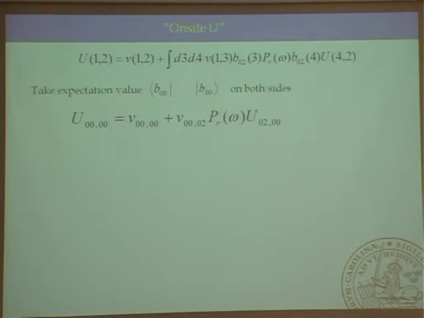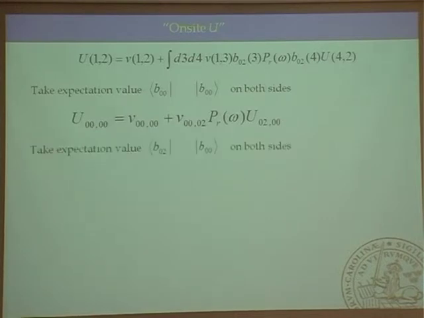So let's go through this slowly. So B00, 00, V00, 00. So here we have a 00 from the left, and we have 02 from the right for the V. And the PR remains as it is. And the U now becomes 02 and 00 because we take 00 on the right side. Clear?